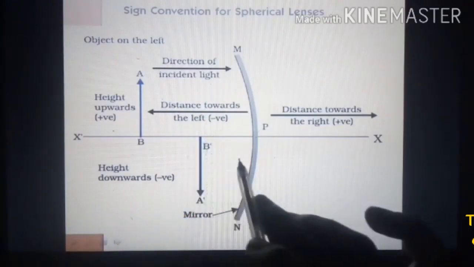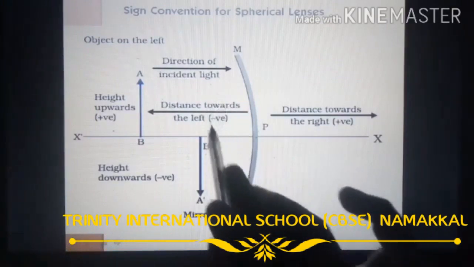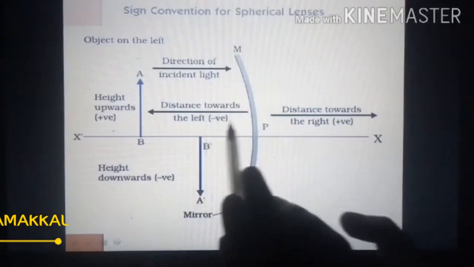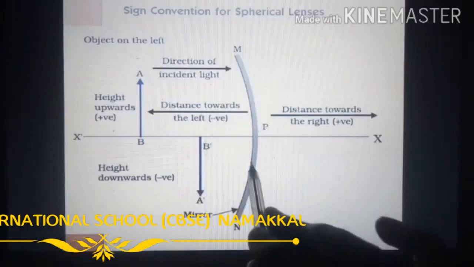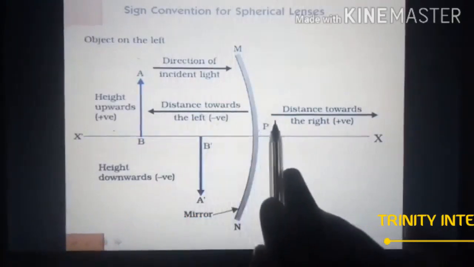Suppose a virtual and erect image is always above the axis, so the image height will be positive. So these are the conventions. While solving the problems, it is easy to recall these sign conventions.